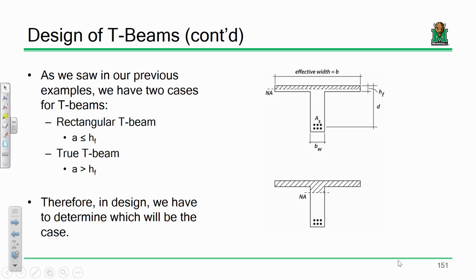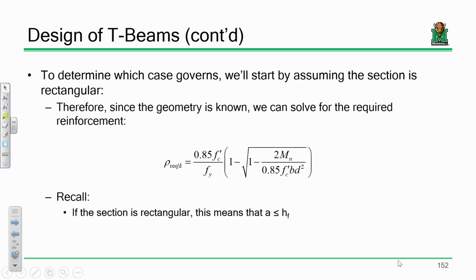So when we're in design mode, we really don't know whether that's the case, because in design mode, we don't know what's going on with equilibrium because we don't know what the steel pattern is. The whole point of design is to figure out the steel pattern. And if you don't know what the steel pattern is, figuring out whether you have a true T-beam or a rectangular T-beam is a little bit on the tricky side. So here's what we're going to do. We're going to start off by assuming that it is a rectangular T-beam. We're just going to make that assumption right off the bat.